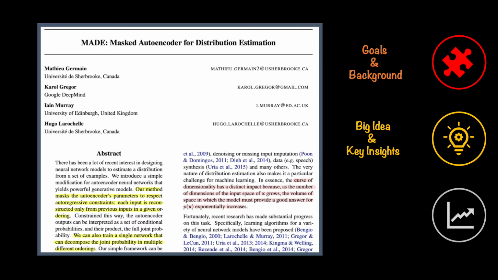Then I will describe the key insights delivered by this paper and the big idea or the central idea of this paper. And finally, in the third section, I will show you the experiments they conducted using their proposed method and the results. So let's start with the goals and the background first.